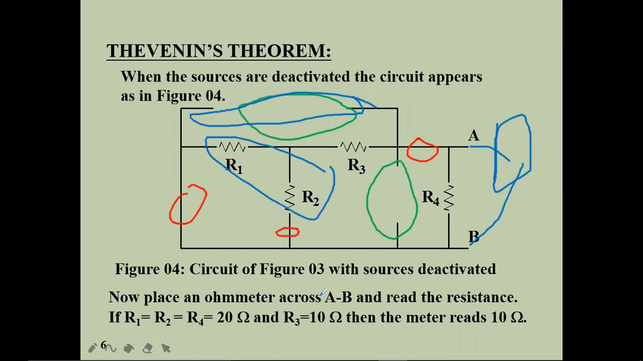In practical, if you measure this resistance, it will come. If R1, R2, R4 are 20 ohms and R3 is 20 ohms, then you can read 10 ohms across this A and B terminals. Right. Let me move to the next slide.